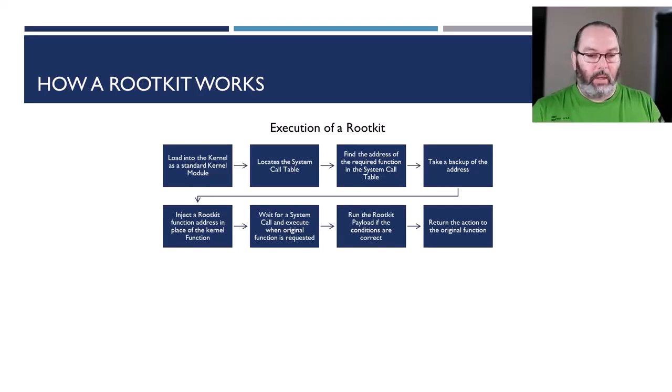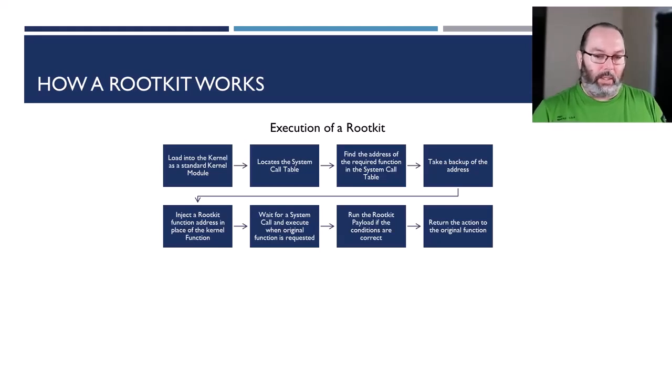So I look through for the kill function, and then it replaces that kill function with its own function call. It takes a backup of it, injects its function address into it, and then when the system calls, it executes the rootkit's function, not the kill function. Once the kill function of the rootkit has finished, it will then send the request back to the original function, or it'll just drop the request and continue processing.